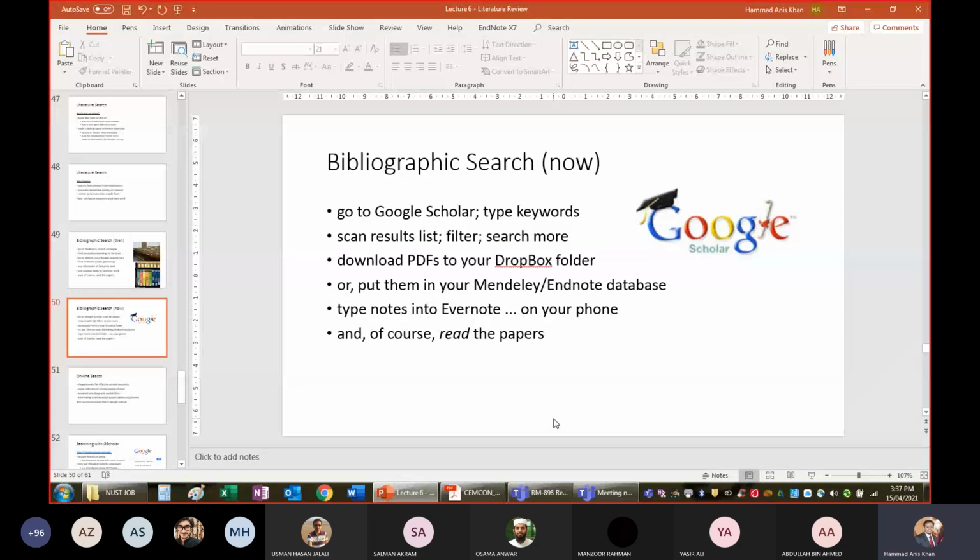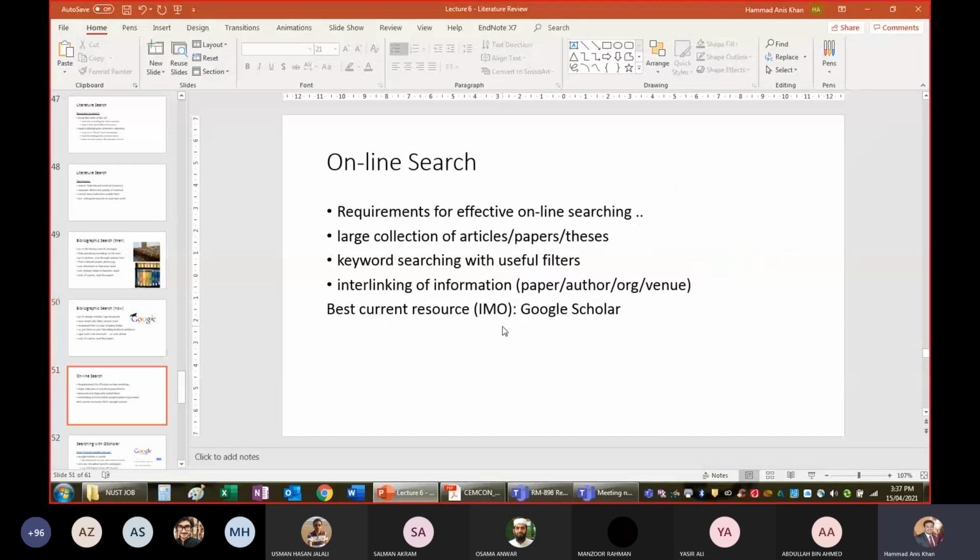You have Google Scholar, you have other sources, you can just download a paper in PDF form and save it. You can create a database on Mendeley or EndNote software. You can write it on your paper. You can read the papers on your mobile phones and record them. So bibliographic search has become much easier.